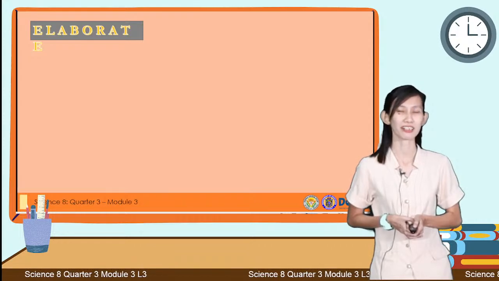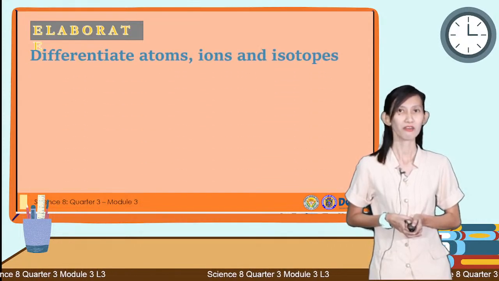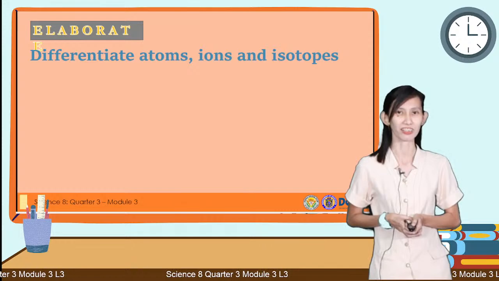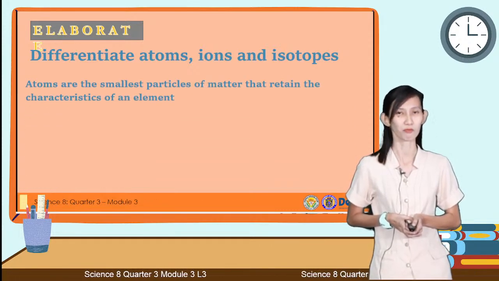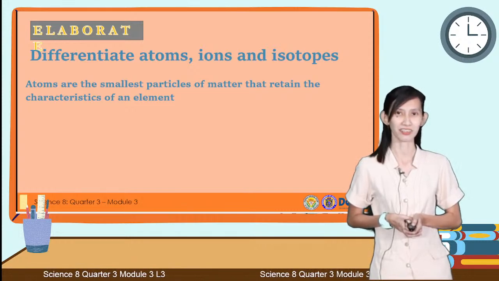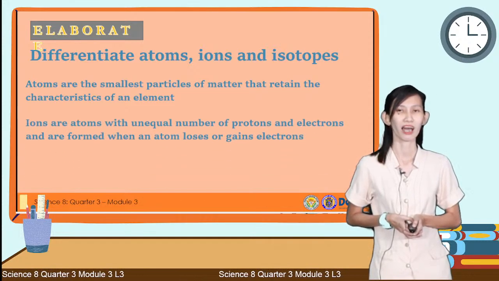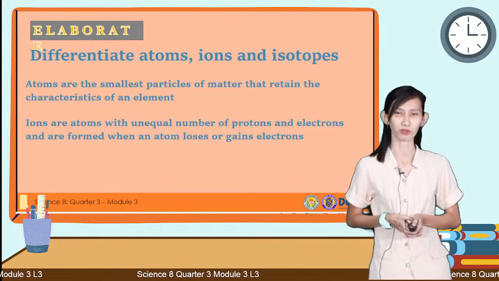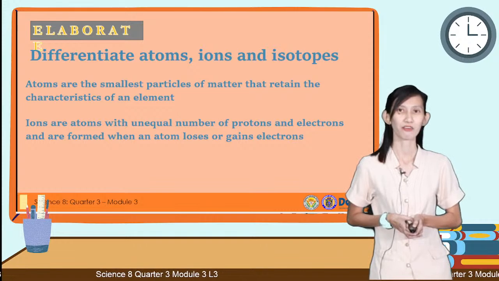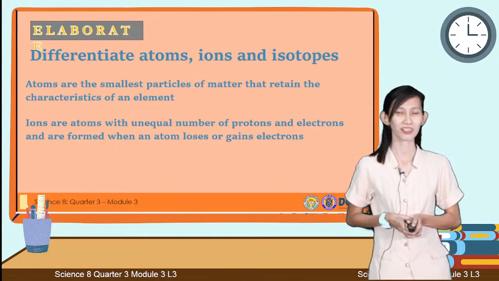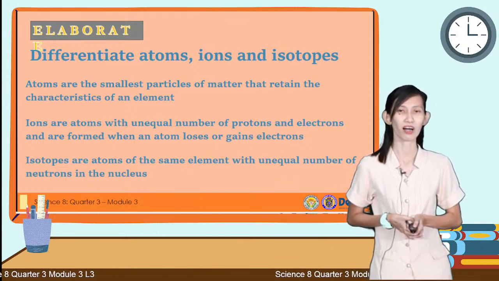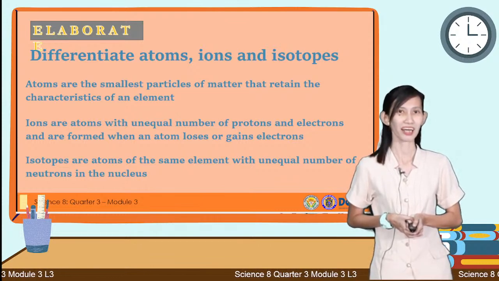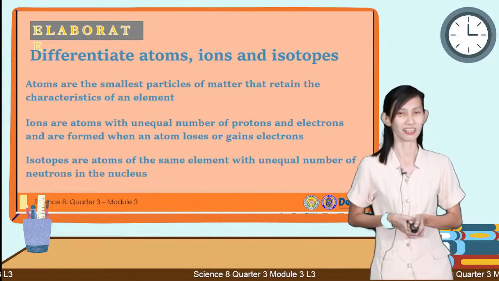To summarize our lesson for today, differentiate atoms, ions, and isotopes. Atoms are the smallest particles of matter that retain the characteristics of an element. Ions are the atoms with an equal number of protons and electrons and are formed when an atom loses or gains electrons. Isotopes are atoms of the same element with an equal number of neutrons in the nucleus.